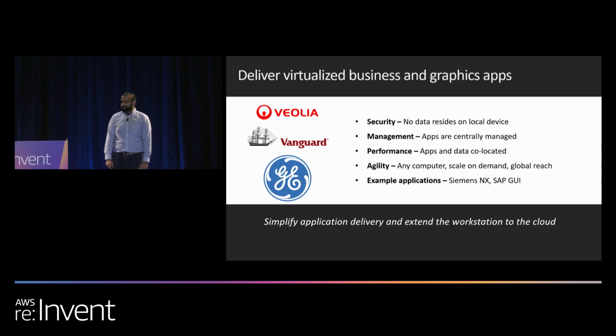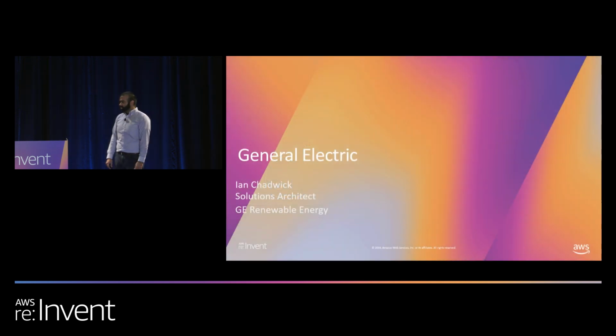Vanguard is using AppStream to provide essentially a bastion host into their resources. So the developers have the ability to access their resources securely within the AWS environment without any worry about data coming back out of that environment. And with that, I will hand it over to Ian from GE to talk about the GE story.